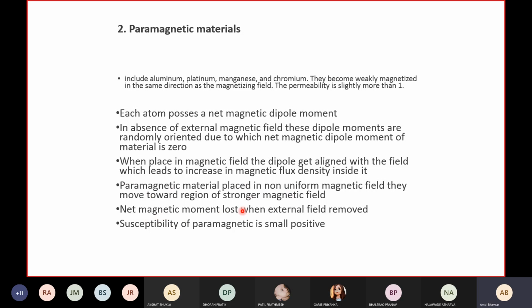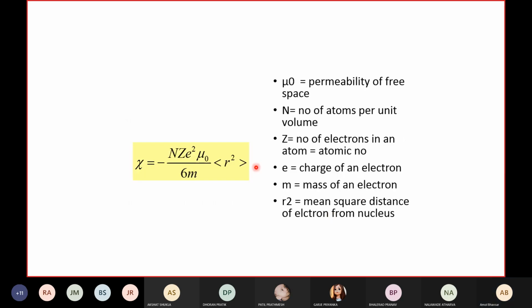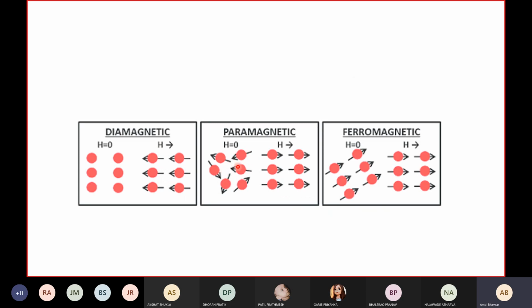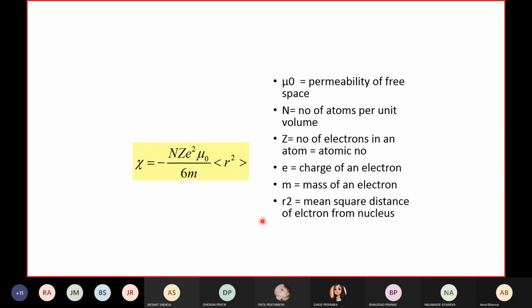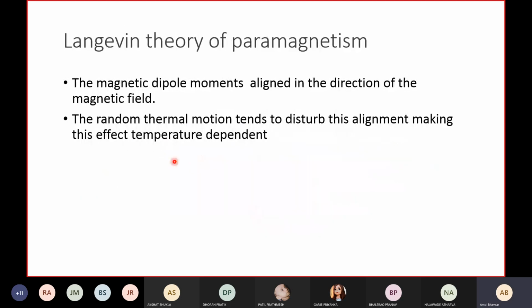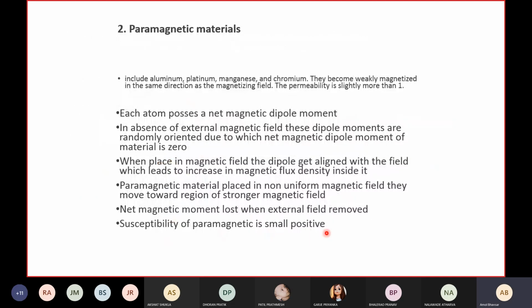Net magnetic moment is lost when the external field is removed. As soon as you remove the external field, they will again be randomly oriented. When you remove the H, what happens? They will again change their direction. They are not in the direction of the applied field. They will be randomly oriented as soon as the field is removed. This is paramagnetism. Now the next article: susceptibility is very small and positive.